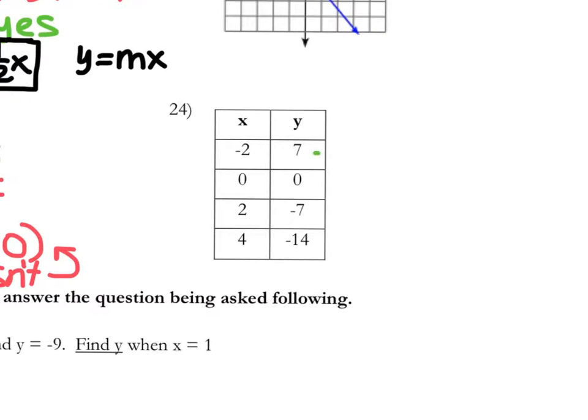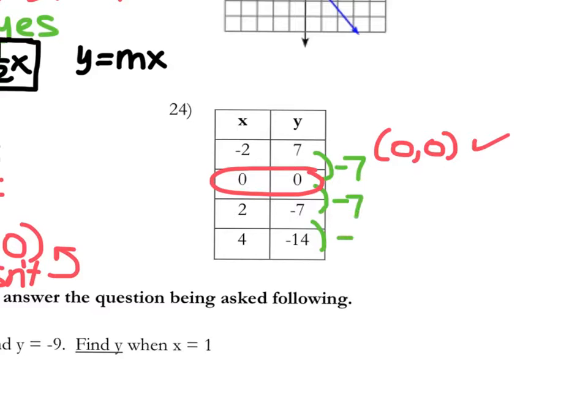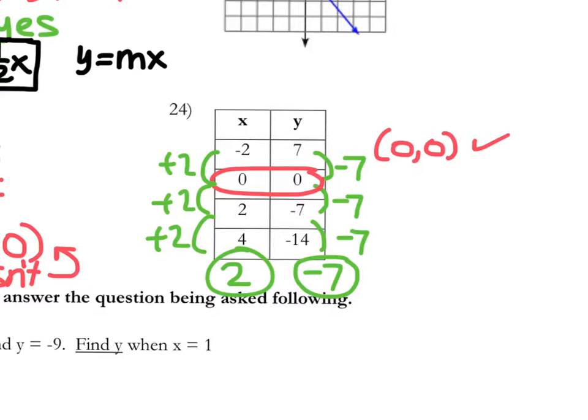And for number 24, to check direct variation, we're going to have to first check if it's linear and if it goes through (0, 0). Right away I can see it goes through (0, 0), so that check mark's there. To check if it's linear, I need to see if there's a common difference in both columns. So here we have -7, my common difference. And here we have +2, +2, +2. So yes, it is going to be linear because there's a common difference in each column.